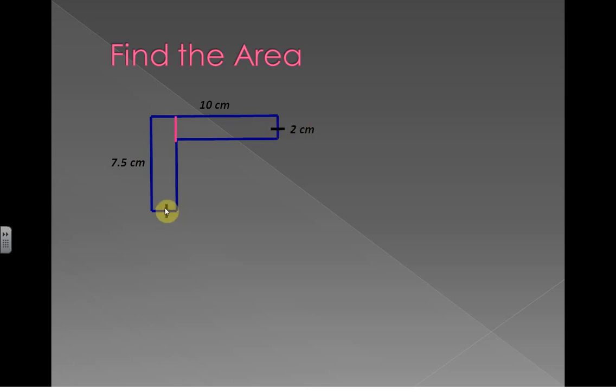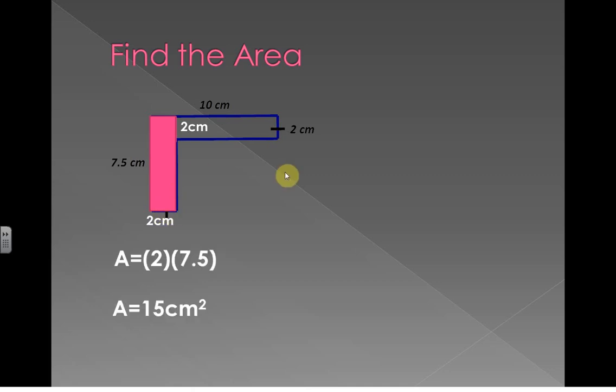So this means that this is also 2 down here, that piece that shares that. Okay, and then I created a rectangle here, so I know that if this is 2, this side must be 2. And then over here I have a rectangle, and again, this means equal, so that piece is 2. So if I do 2 times 7.5, I get an area of 15 for the shaded part in pink.